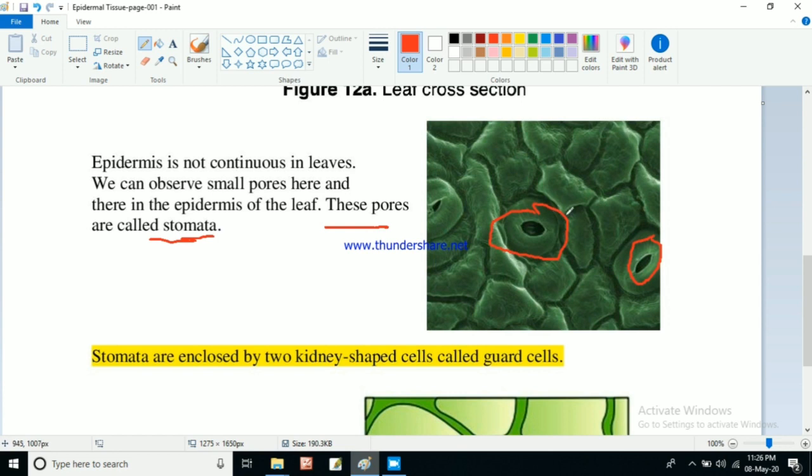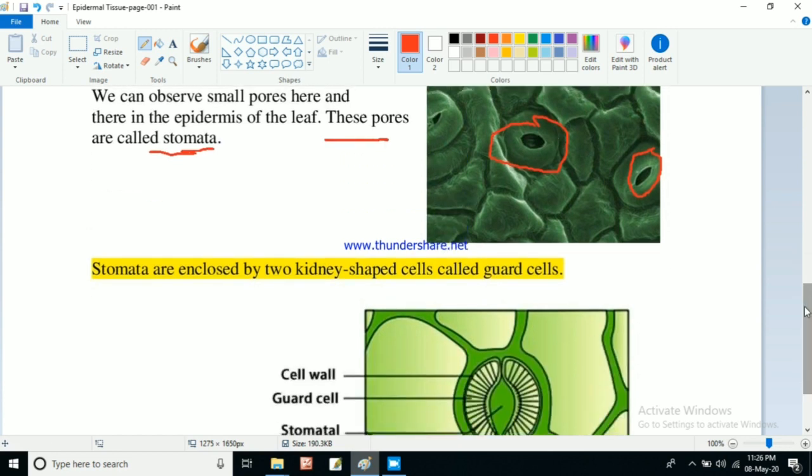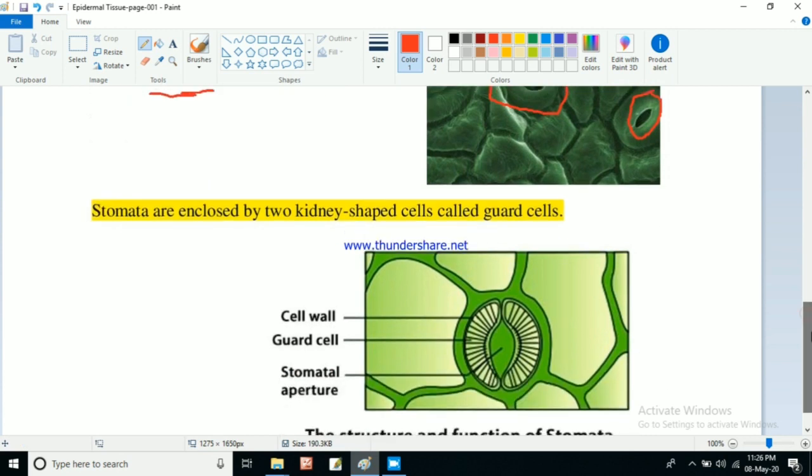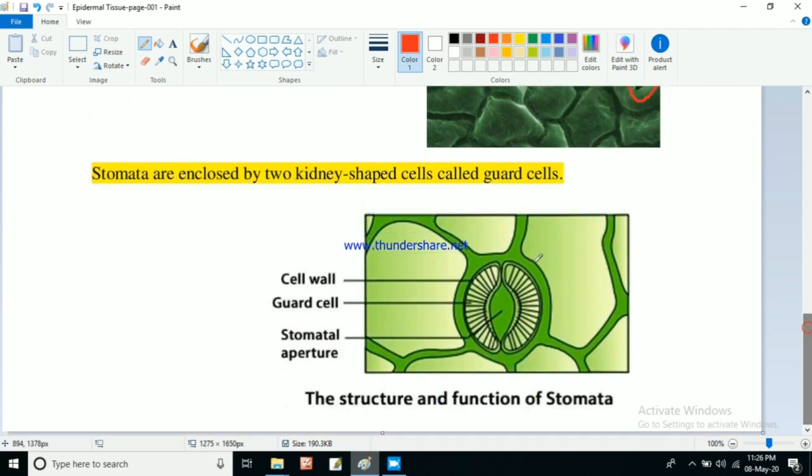Means on the epidermis of leaves, small pores are there, and these are known as stomata. So how does the stomata look? If you see more closely with more magnification, we will see a structure like this. So this pore, this free space, is known as stomata.